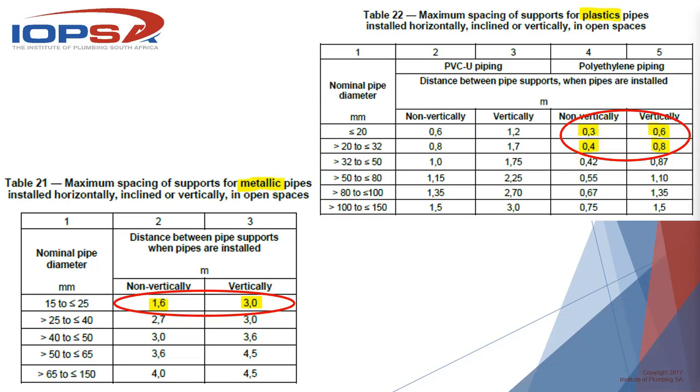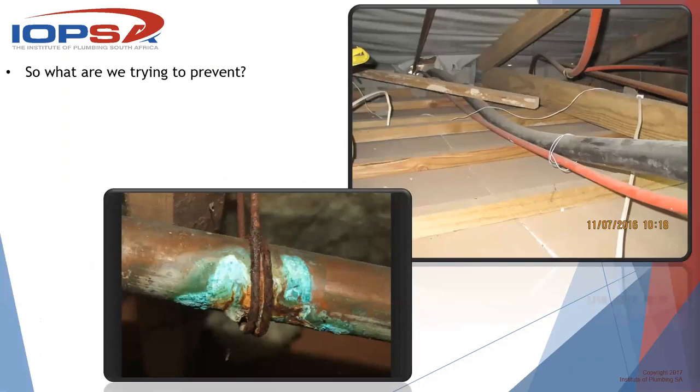Those brackets are never that close together in real life. So they are always going to be failed, and that's the unfortunate part about it. And it's not the auditors being pedantic. That's what the standards require. So this is what we're trying to avoid or prevent.